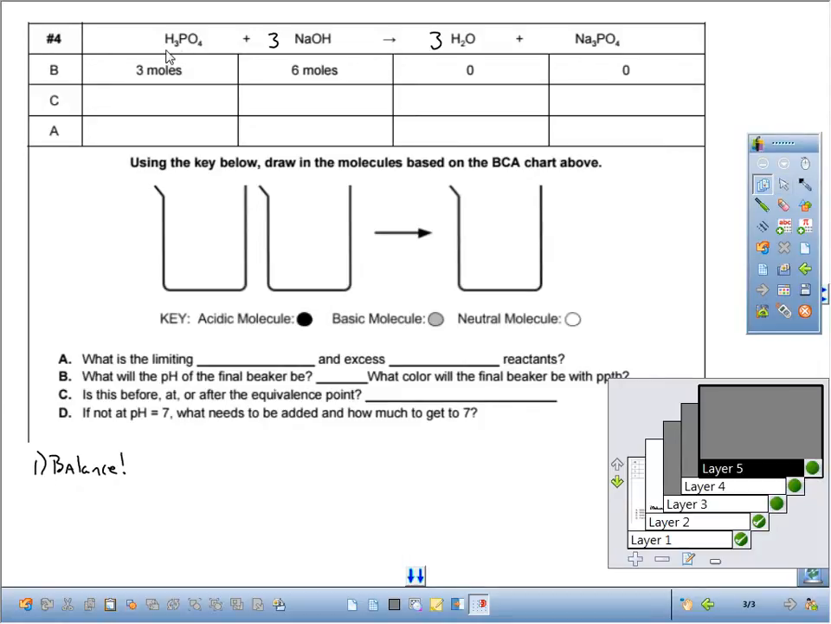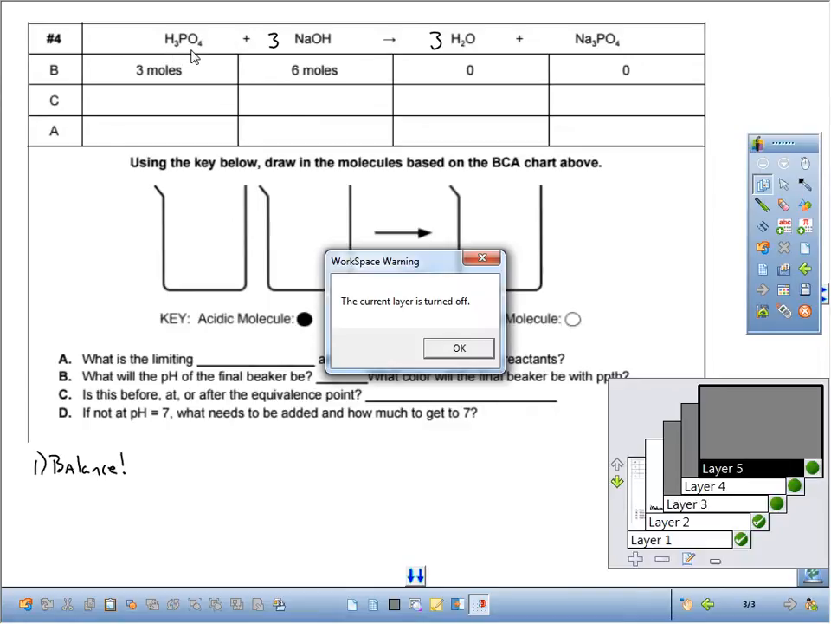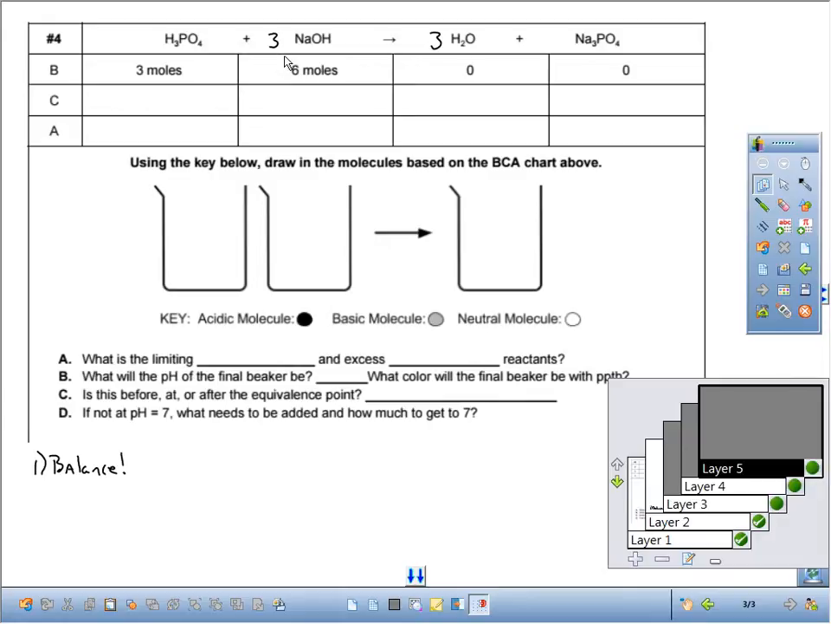We have one H3PO4, which is the acid, plus 3 bases. It yields 3 waters and 1 sodium phosphate.